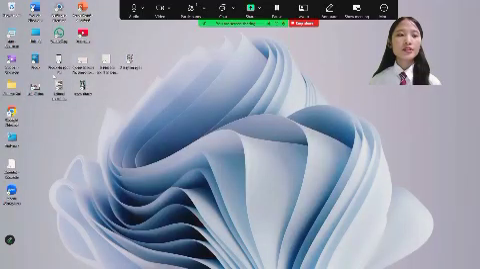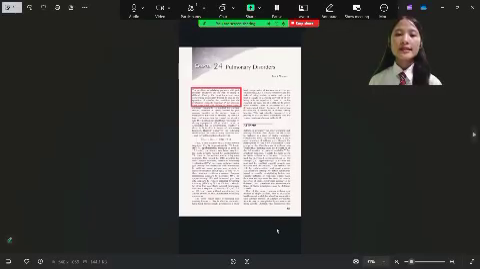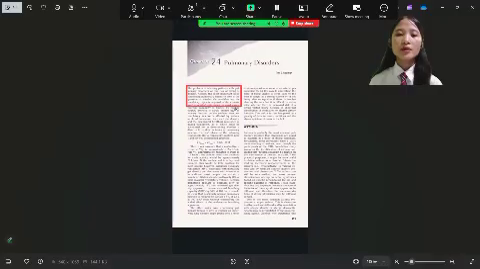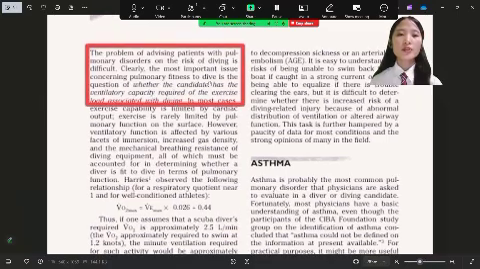Here I am sharing the book chapter, which is chapter 24. As you can see, it says pulmonary disorder, and there are other subtopics like asthma, in which you will be able to learn more. Here I have highlighted a point. It says that the problem of advising patients with pulmonary disorder on the risks of driving is difficult. Clearly, the most important issue concerning pulmonary fitness to drive is the question of whether the candidate has the ventilatory capacity required for the exercise load associated with driving.